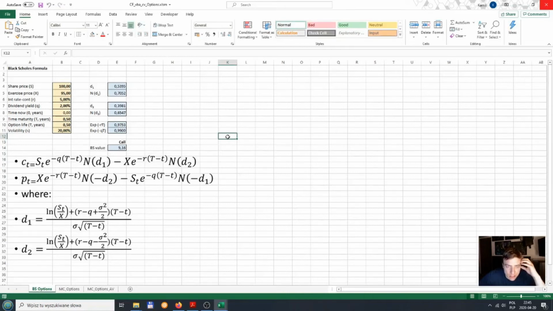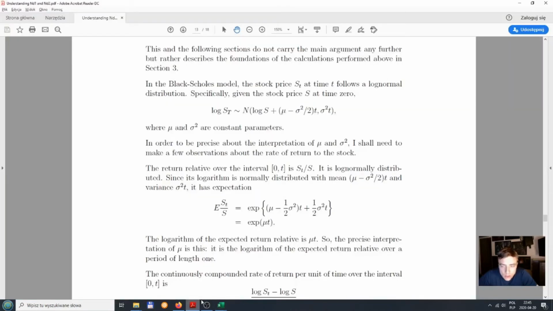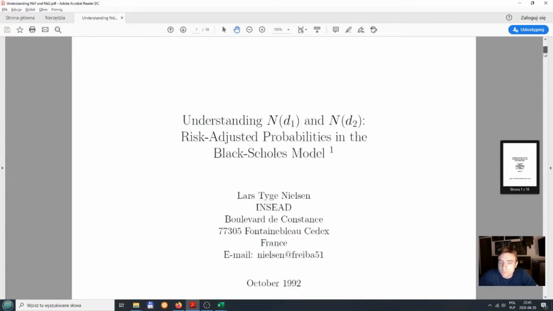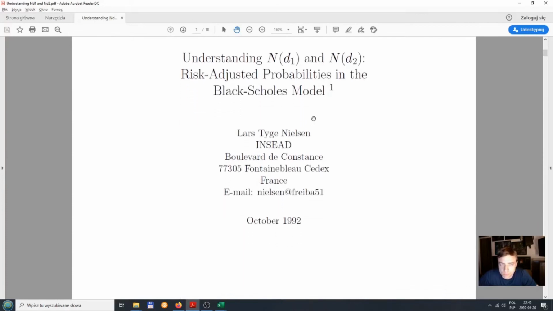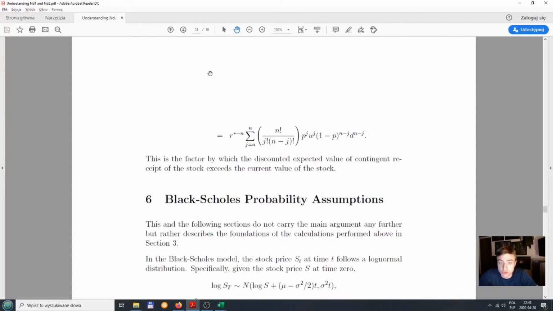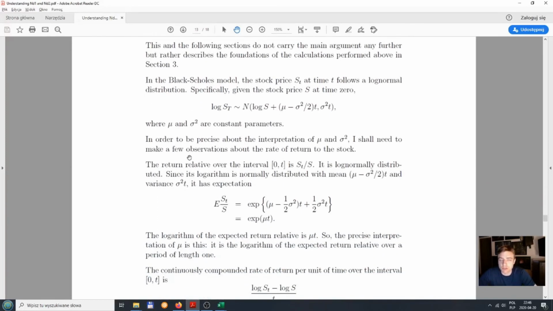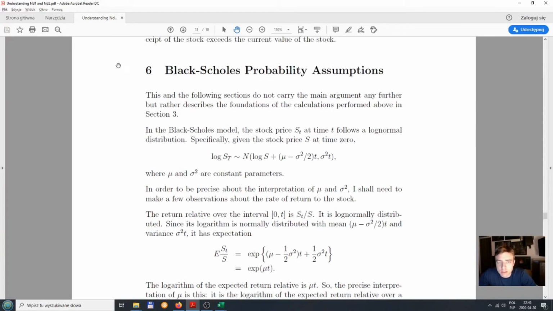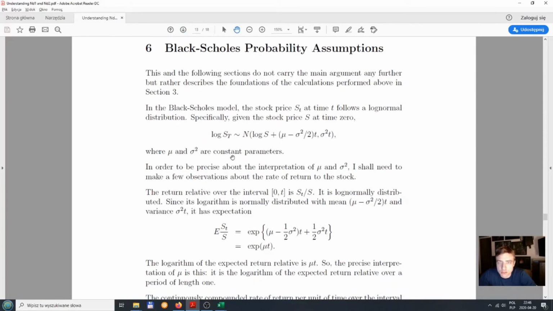If you're interested in getting at least some intuition about ND1 and ND2, I am uploading a paper on understanding ND1 and ND2. I like this paper very much. It's very short, just a brief introduction, so I encourage you to read this, because maybe it will be more intuitive after you read this paper. So I start here at the Black-Scholes probability assumption at page number 13.